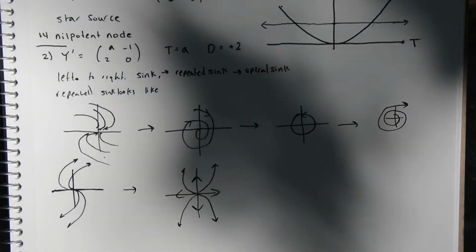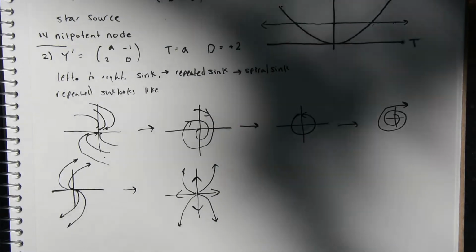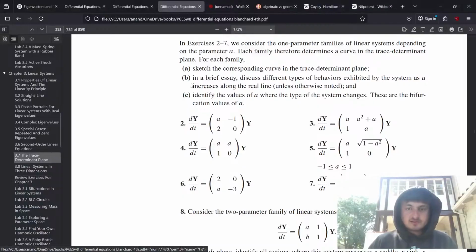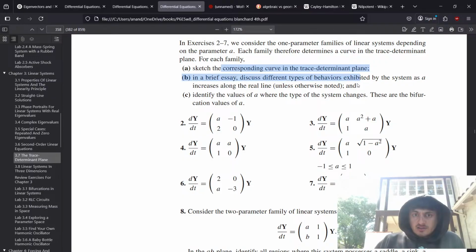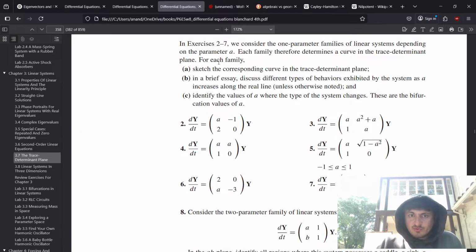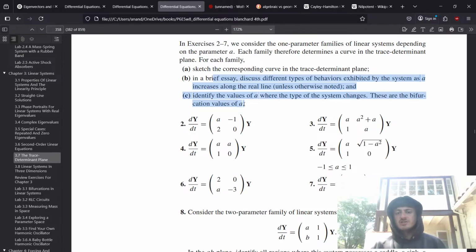All right, so that is the whole progression of problem 2. Let's see, are we supposed to do something else? Sketch the corresponding curve in the trace-determinant plane. In a brief essay, discuss different types of behaviors exhibited by the system. Identify the values of A where the type of system changes. Okay, so we didn't do part C, so let's do part C.